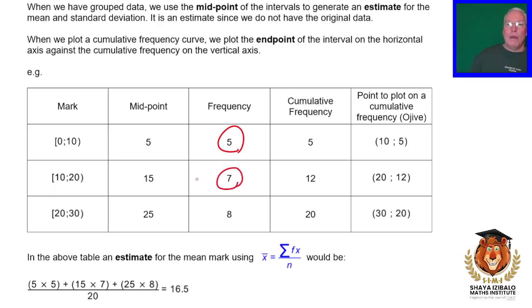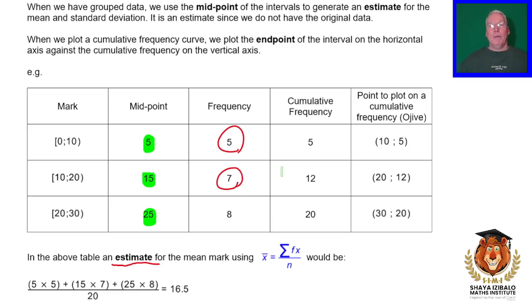Now, when we want to estimate, and it is just an estimate, the mean of the data, what we do is we assume that these 5 people averaged out at the midpoint. So in other words, for those people, we use a mark of 5. For these 7 people, we use the midpoint of that interval. For these 8 people, we use the midpoint of that interval.